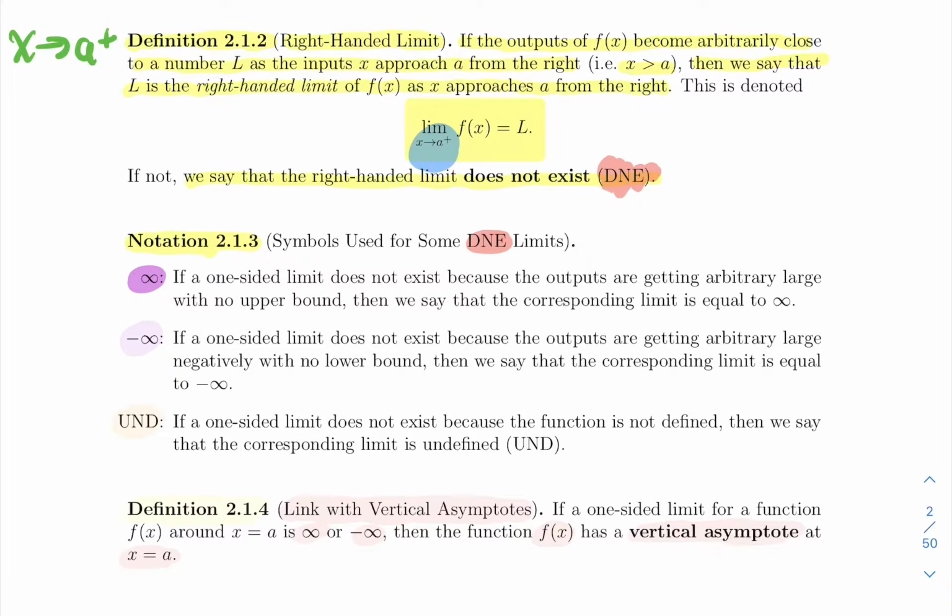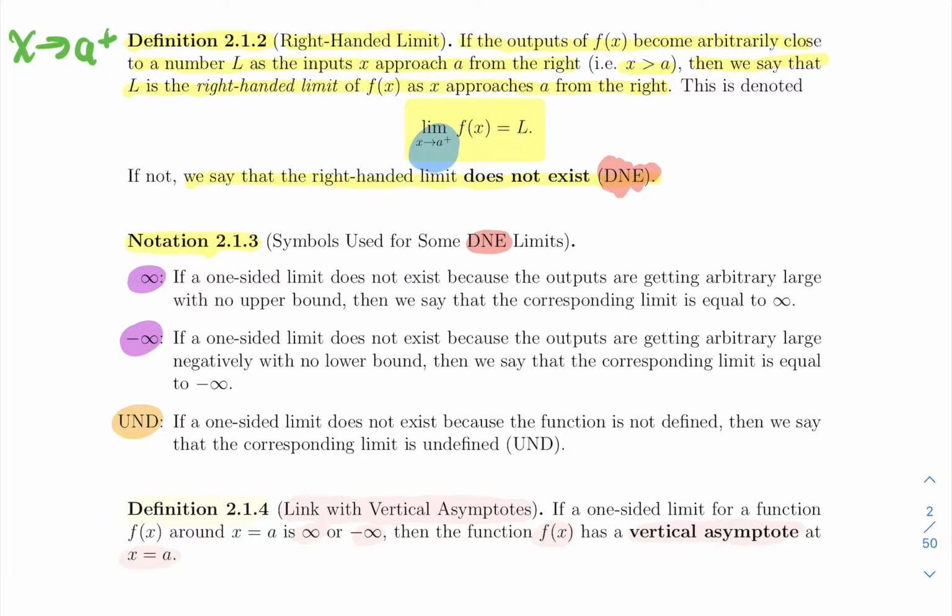Of course, it's possible that the outputs are getting bigger and bigger, but negatively, so then we say that the limit of that function, left or right, is equal to minus infinity. And if you're trying to compute outputs for points on the left or right side where the function is actually undefined, then of course there's no limit. The limit does not exist because the function is undefined. So there's a distinction here between does not exist, infinity, minus infinity, and undefined. Hopefully the examples will clarify the distinction between these notations.